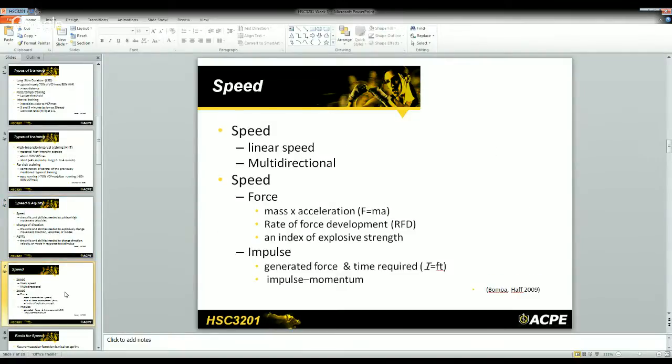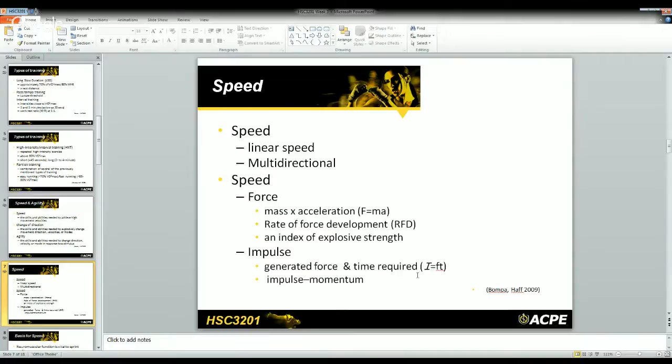So speed, linear, multi-direction. Now it's all about mass times acceleration. Mass is the weight of the athlete and how fast they move, rate of force development. And it's an index of explosive strength. So we talk about power to weight ratio. And impulse is the generated force and the time required. So we're talking about the impulse momentum. Now they're the biomechanical terms that we refer to it.